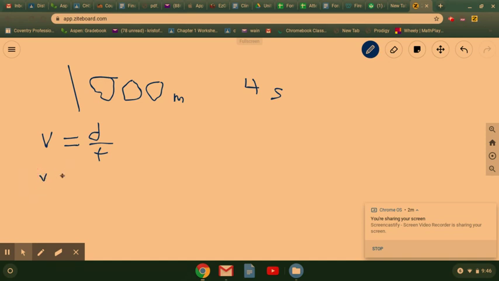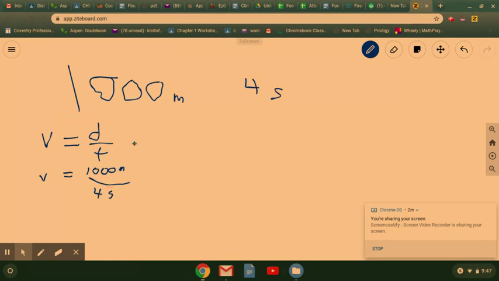V equals 1,000 meters over, sorry, that's a bad line, 4 seconds. So that's step 1 and 2.